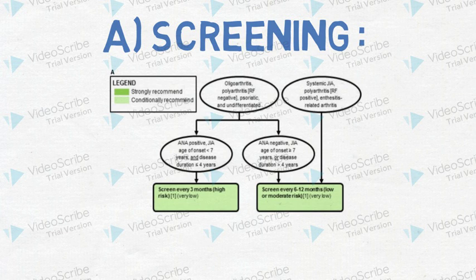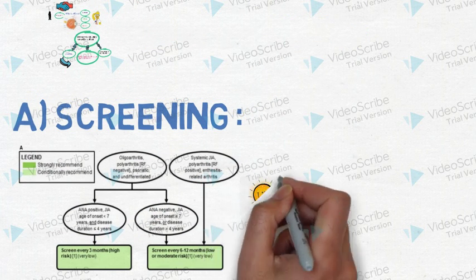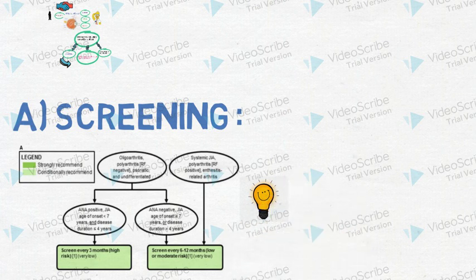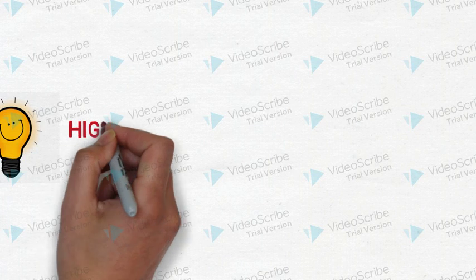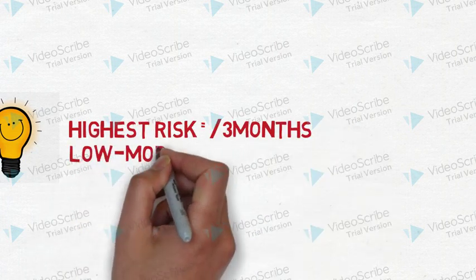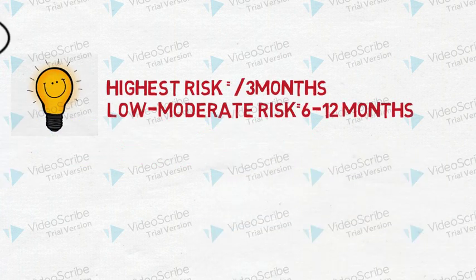Some certain types of JIA we can screen from the start every 6 to 12 months, as systemic JIA, enthesitis related JIA, polyarticular type, rheumatoid factor positive. So we can summarize it. We have two groups. High risk group we screen every 3 months. Low to moderate risk group we screen every 6 to 12 months.